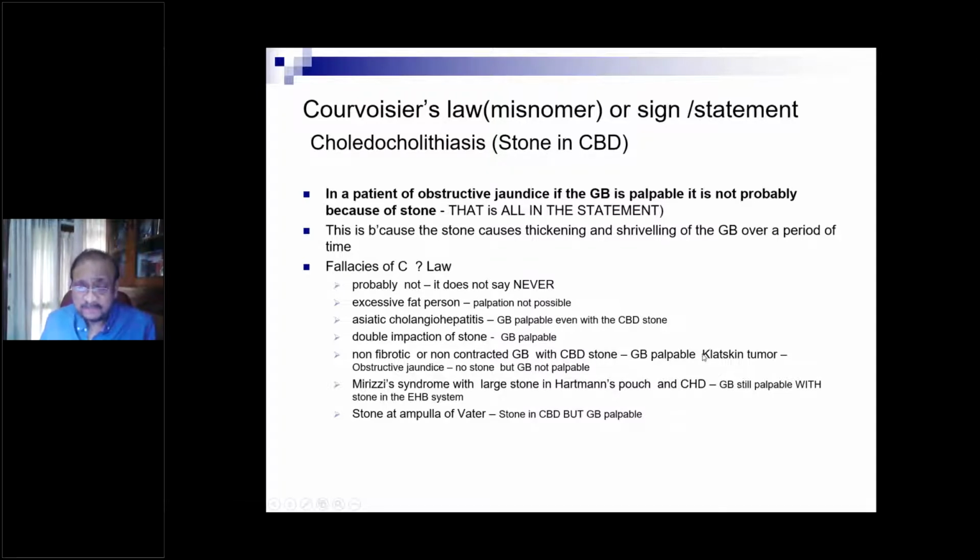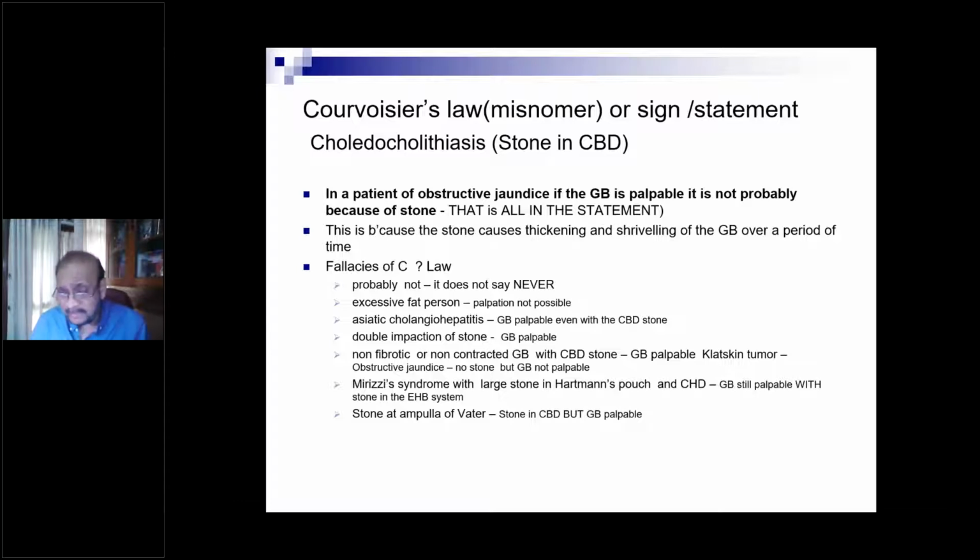Then Klatskin's tumor. Klatskin's tumor, a tumor which is found at the porta, so there is no stone, but the gallbladder is not palpable, right? So no palpability of the gallbladder, even in a Klatskin's tumor, despite the fact that the obstructive jaundice is there. No stone, but gallbladder palpable. Mirizzi syndrome, a large stone in the Hartmann's pouch causing obstructive jaundice. And when it goes into the CHD, the gallbladder is still palpable because of empyema, and there's a stone in the CHD. So again, this is against the law.